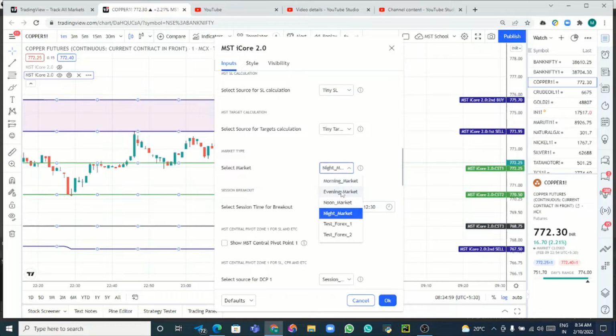Then this is the evening market. Whenever the evening market opens across the globe, based on those calculations, our sell entry and buy entry will be formed. These two we have already tested, and the noon market, night market, and forex 1 and 2, we have been testing them. Okay, so now the night market.